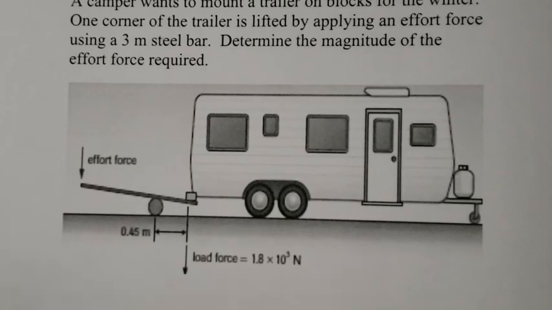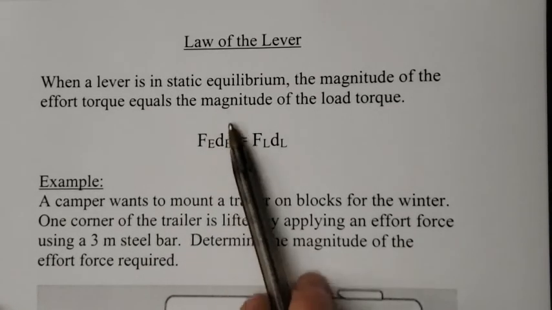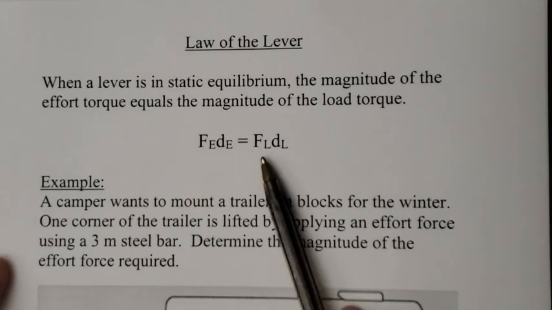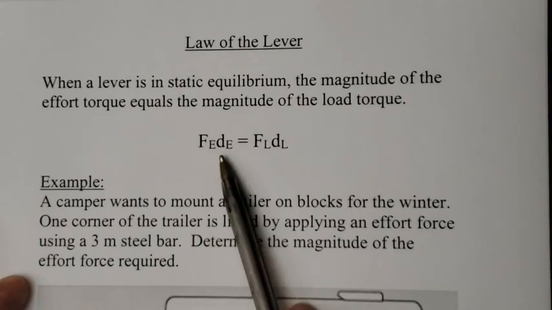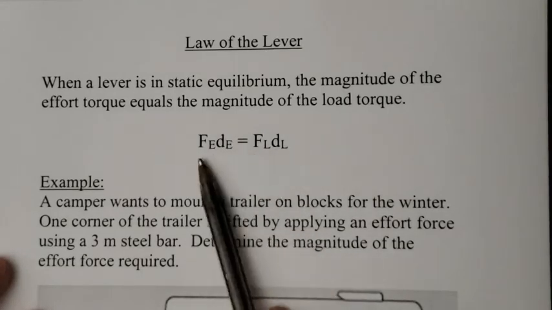That's static equilibrium. So what this is telling us is that the torque of the effort, that's you pushing down on the plank, is equal to the torque of the load. Okay, that's what you're lifting. Okay, in this case here, it's a motorhome. So torque is just force times distance is equal to force times distance. And it makes sense because if it's still, that means both sides have to be the same.